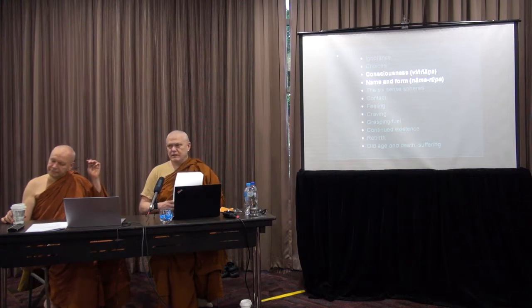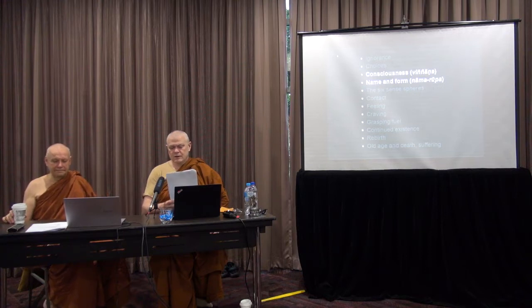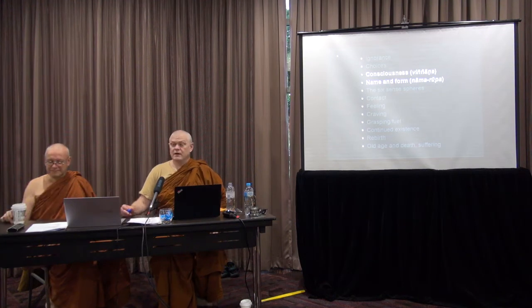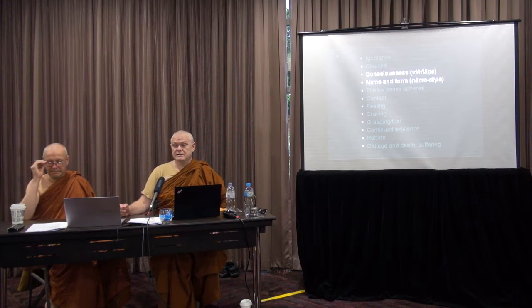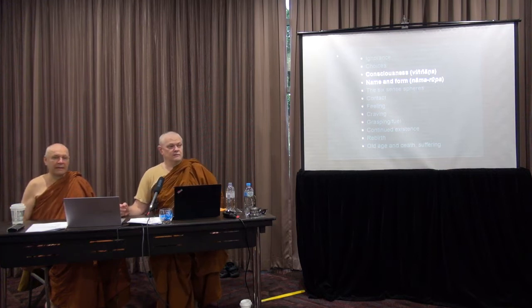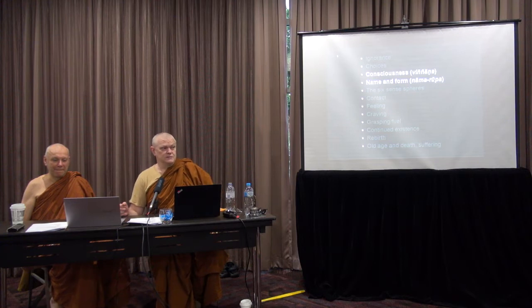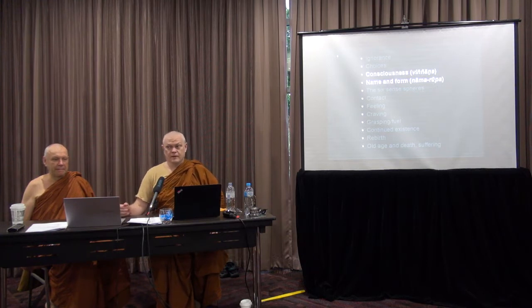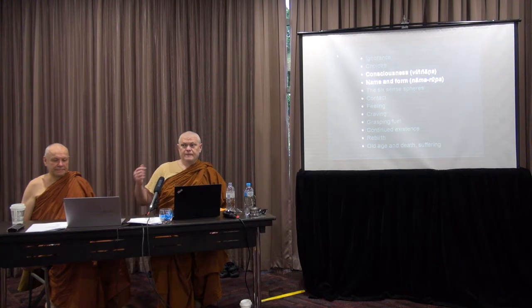Dependent origination is not just a list of things, but implies a complex set of relationships between those things, and that will emerge even more so with this link, which is nama rupa. Rupa literally means the physical realm. It certainly includes the sense stimuli, the five senses, and also sometimes the sixth sense. But the literal meaning of rupa is form, or shape. That's the basic meaning of it.